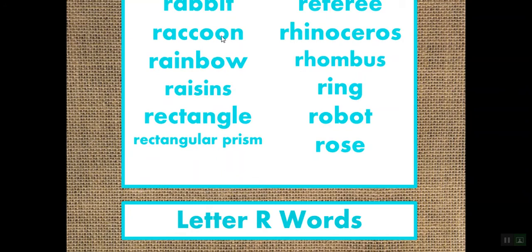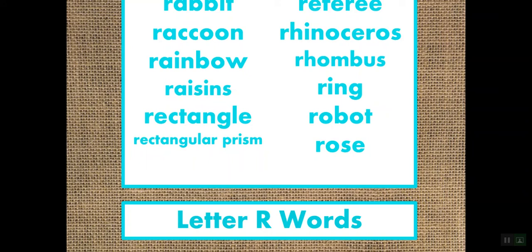And here is our list of all these letter R words. It's kind of hard to see these at the top. They might be getting cut off, but that's okay. Let's practice saying them one more time. Okay, say them after me. Say rabbit, raccoon, rainbow, raisins, rectangle, rectangular prism, referee, rhinoceros, rhombus, ring, robot, and rose. All 12 of those words start with the letter R, and they all start with the sound R.